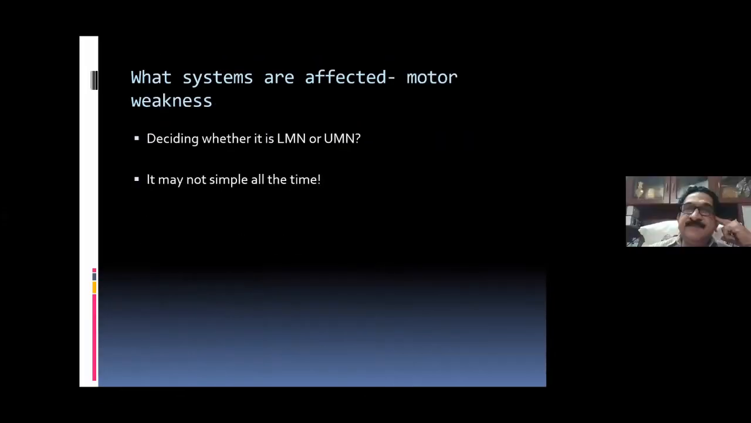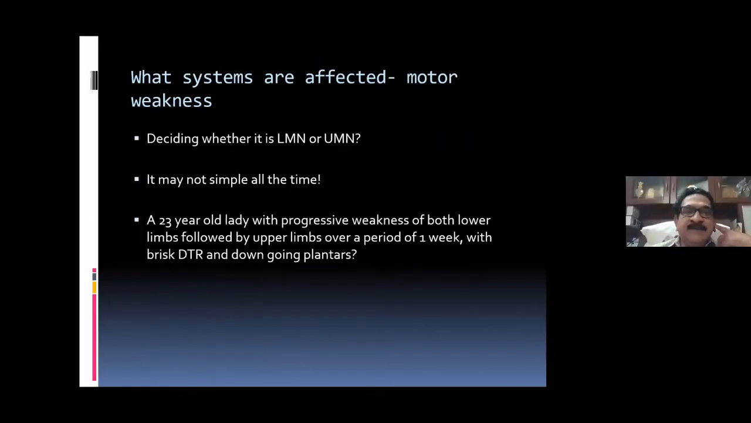I think it's very simple, but it's not that simple all the time. Think of a 23-year-old lady with progressive weakness of both the lower limbs followed by upper limbs for a period of 1 week with brisk DTR or downgoing plantars. So you are at a loss whether it is a pyramidal lesion, a myelopathy developing, or a GBS developing. Only time will prove, or you can decide with investigation. So these problems sometimes arise, and in the initial phase, they will always be difficult.